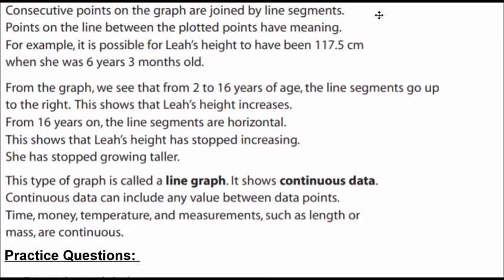This type of graph is called a line graph. It shows continuous data because I could take that data and record her height every single day. Continuous data can include any value between data points. Time, money, temperature, and measurements such as length or mass tend to be continuous.